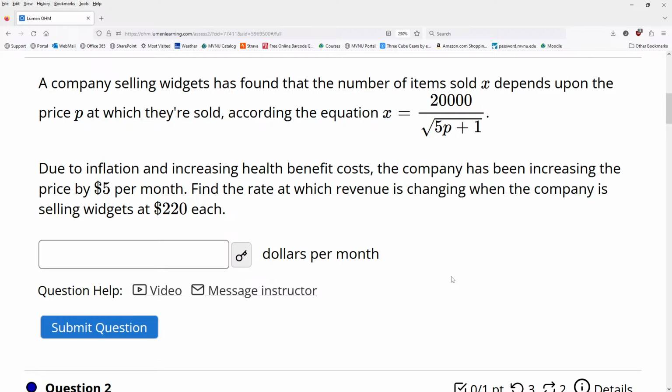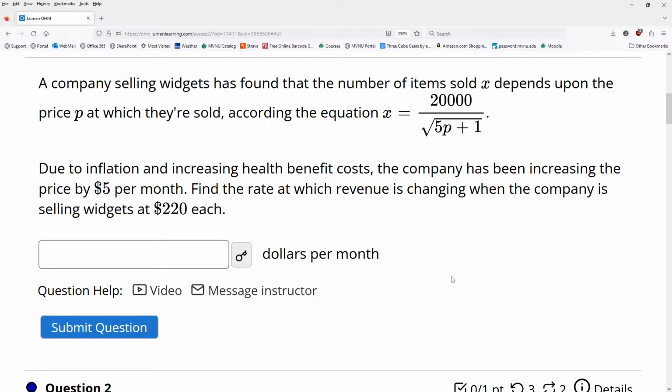It says that the company has increased the price. So dP over dt, the increase in price, is $5 per month. And we want to know what is happening when the price is 220. We want to know the change in revenue. So what is dR over dt?